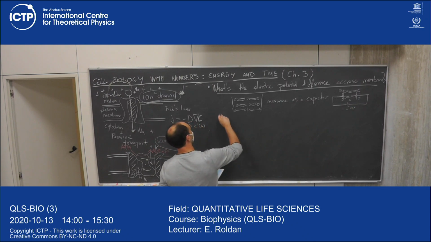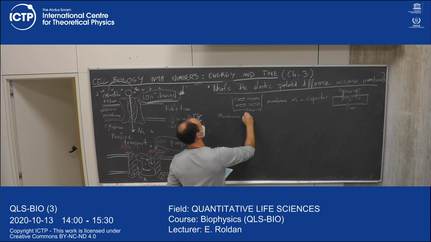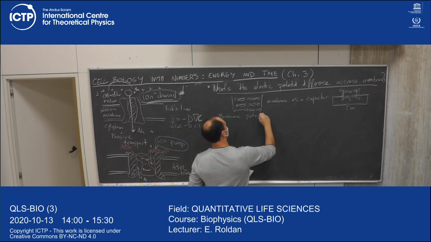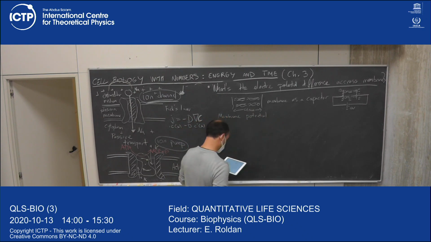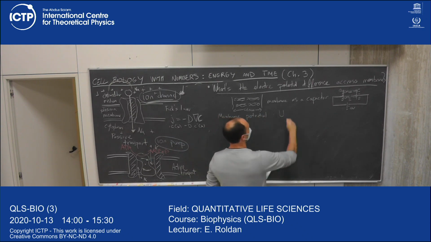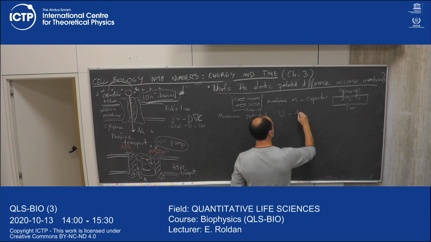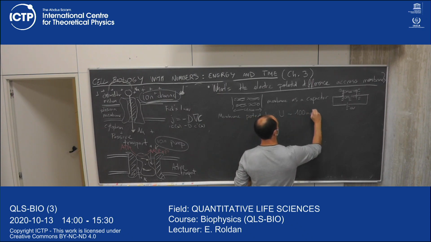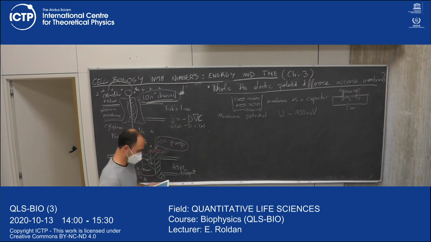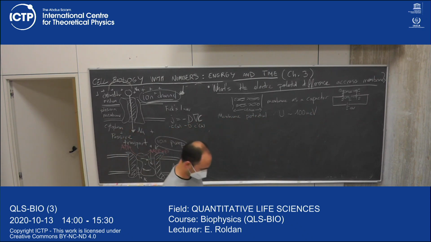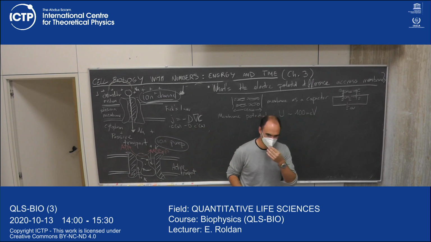The membrane potential has been measured in many experiments. Let's say that I give you this quantity, I call it U, and I tell you this is around 100 millielectron volts. What does this mean? Any guess? Millielectron volts. I'd like to know, I ask you, what does this mean? Millielectron volt.